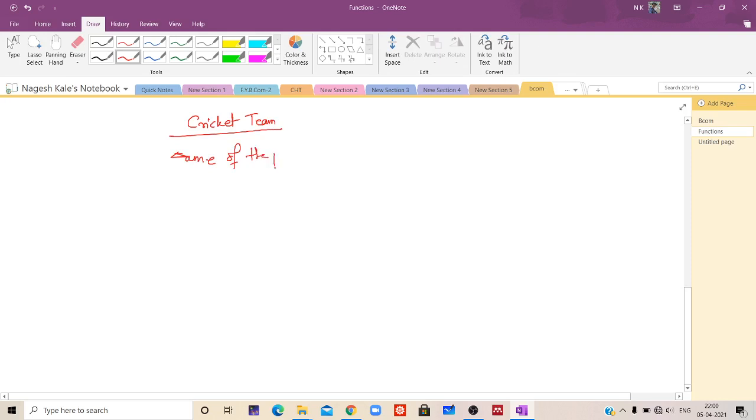And on the right side we write the role of that player. For example, if I am writing Virat, then what is the role of Virat? So Virat Kohli is batsman, right? And he is captain.